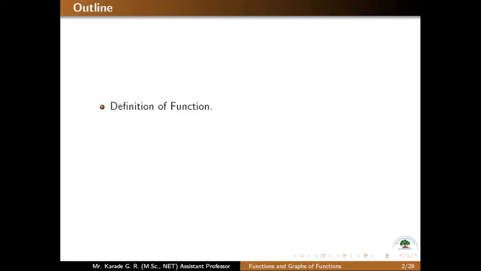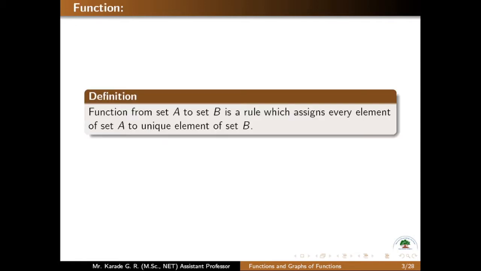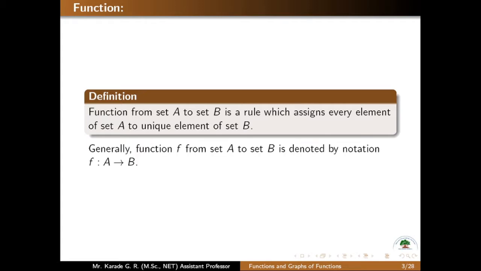See the outline of our lecture. First we will discuss the definition of function, types of function, and then finally graphs of some standard functions. So see the definition of function. A function from set A to set B is a rule which assigns every element of set A to a unique element of set B. Generally, a function f from set A to set B is denoted by the notation f: A → B.